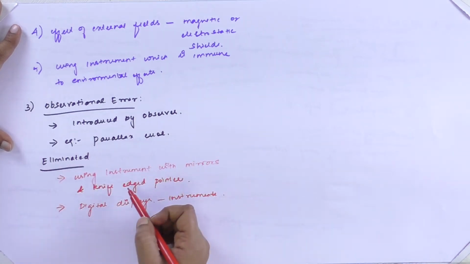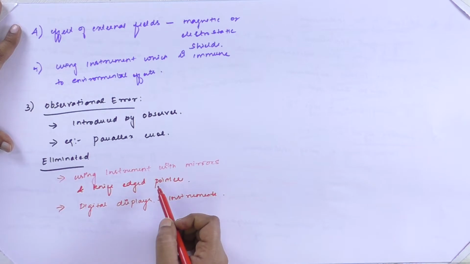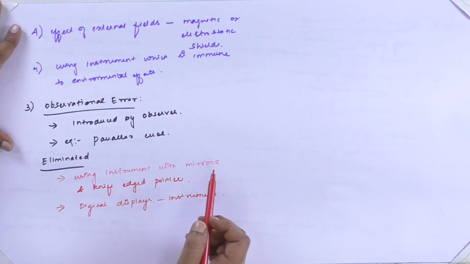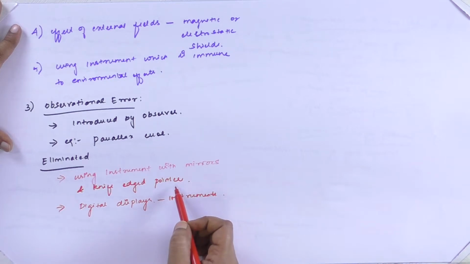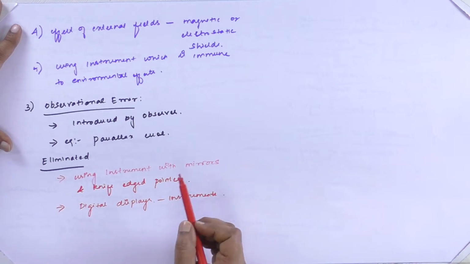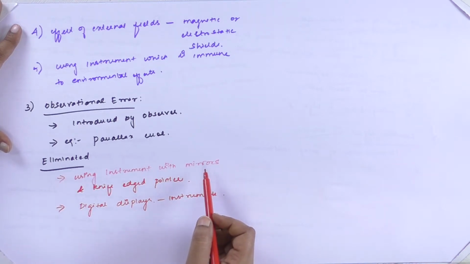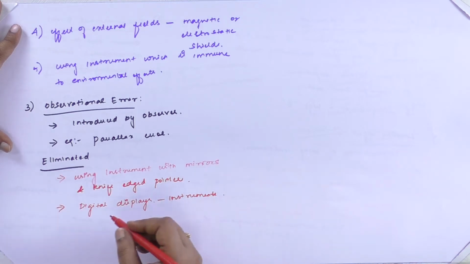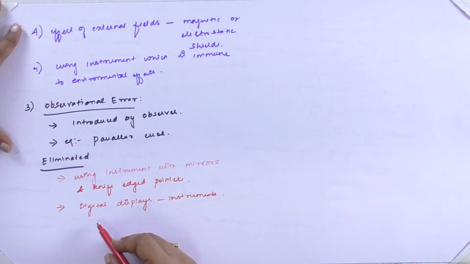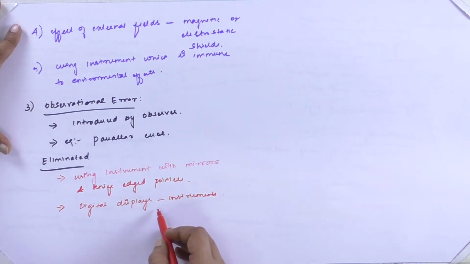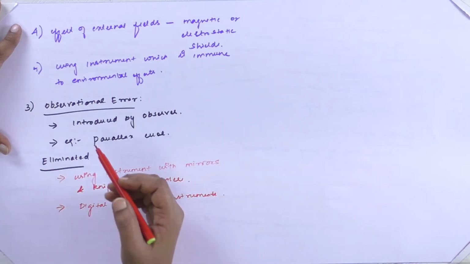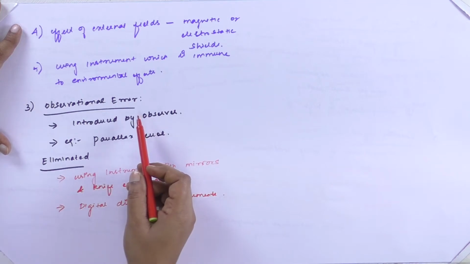So, first we can eliminate this observational error by using the instruments with mirrors and knife-edged pointers, so that we can remove the parallax error by taking the readings so that the pointer image coincides with the mirror while taking the reading. Else, nowadays we are having many digital instruments, so we can use instruments with digital displays for taking the reading, so that we can eliminate these observational errors.